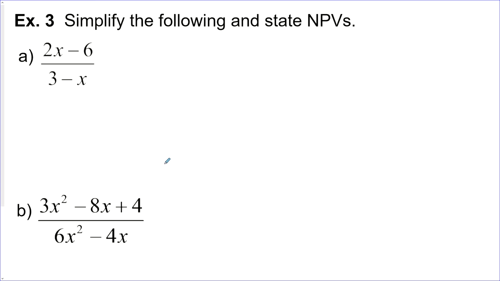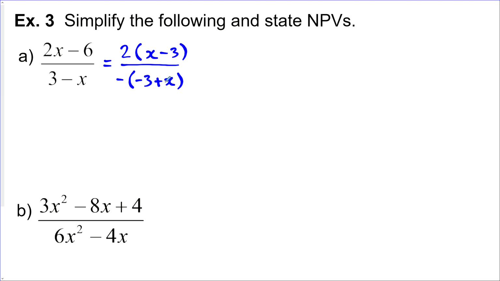Example 3. Simplify and state the non-permissible values. Let's factor first. Looks like there's a common factor in this binomial of 2. We'll factor it out, leave it in front, and we're left with x minus 3. In the denominator, I've got a 3 minus x, and that's suspiciously close to x minus 3. So if we just factor out a negative, then it's going to be negative 3 plus x.